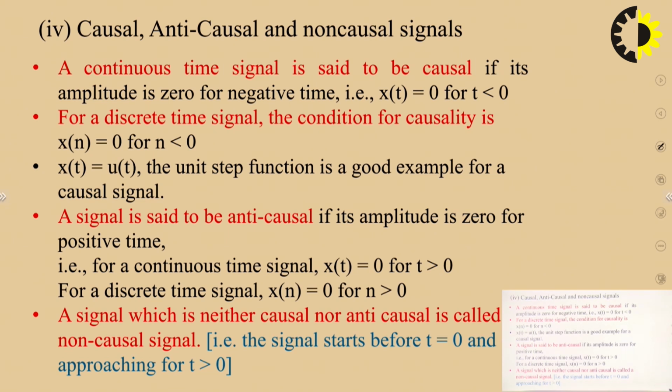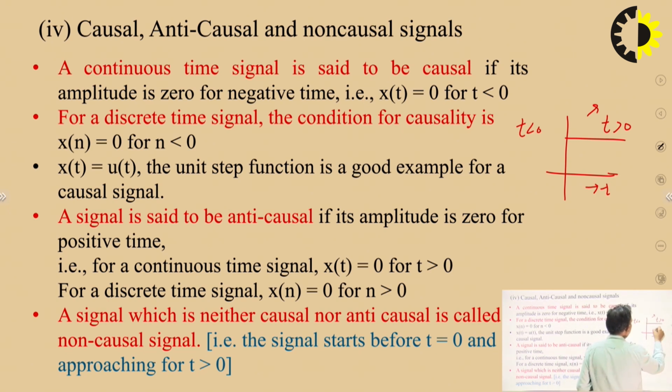Then signals are also classified as causal, anti-causal and non-causal signals. Causal signals are signals which are defined only for t greater than 0. For t less than 0, these signals are 0. So this is basically a unit step signal, which is defined only for t greater than 0, and this is a causal signal.